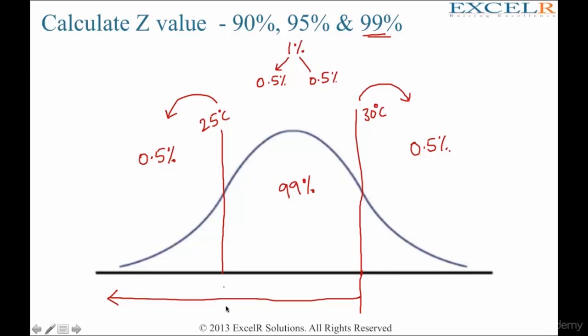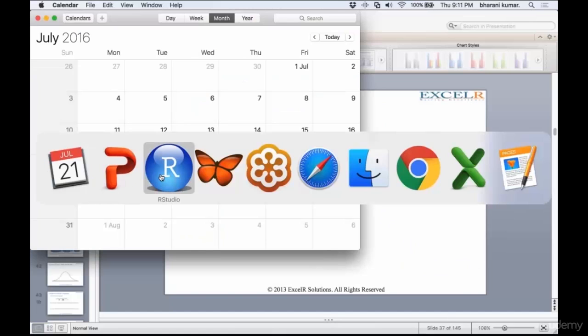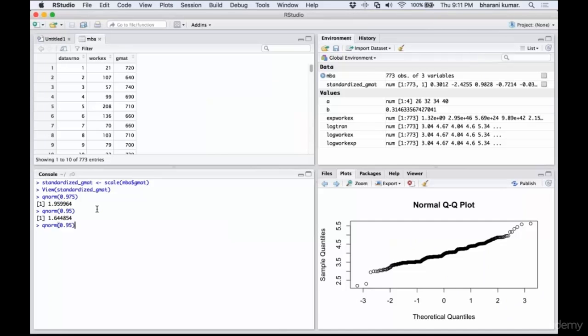So from here until here, it is 99%, and from here until here, it is 0.5%. So this is equivalent to, if I sum up these two, it will be 99.5%, which is equivalent to 0.995. And now if you calculate qnorm, I press the up key, it is 0.995. You get 2.575. You can round it off to 2.58.